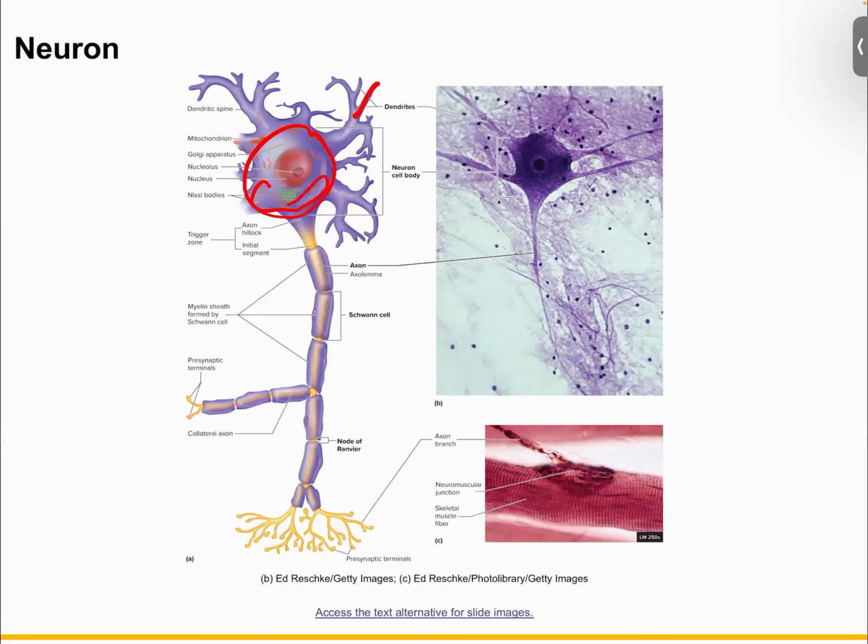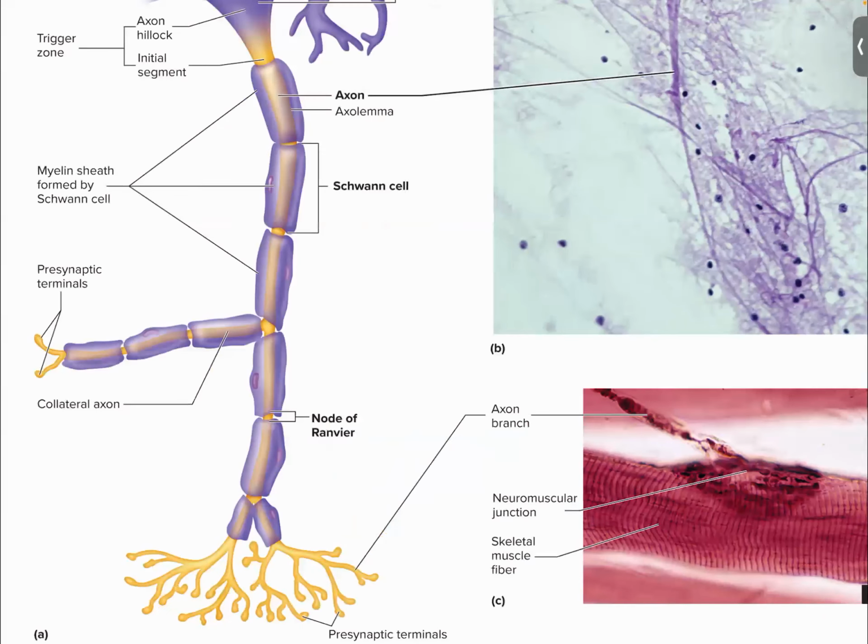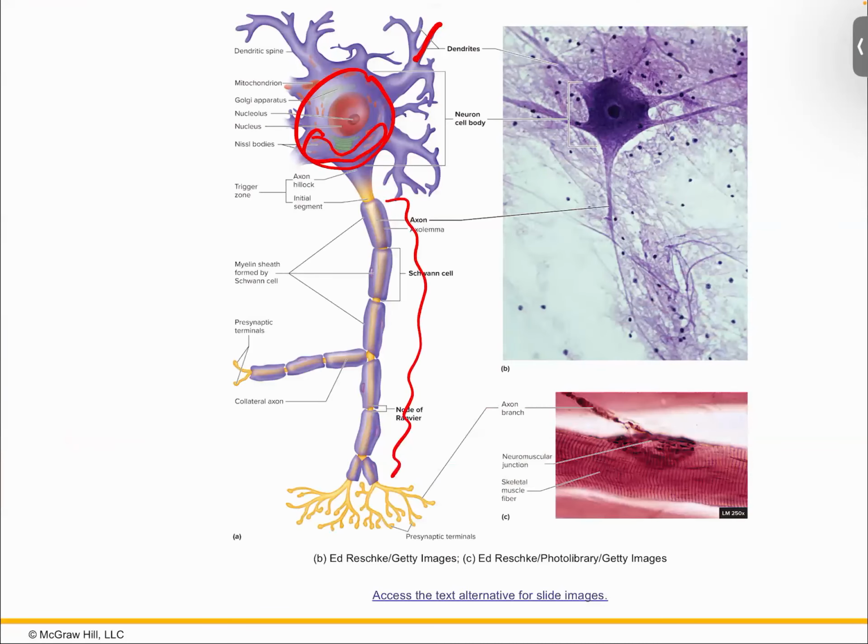So these are collections of rough ER, which is rough because you are basically making proteins. That's what you're doing here, the same basic process, and so you're screening it. And of course, this big guy right here is the axon. It's an appendage that comes out of the cell body, designed to hold the outgoing message after the neuron body processes everything.